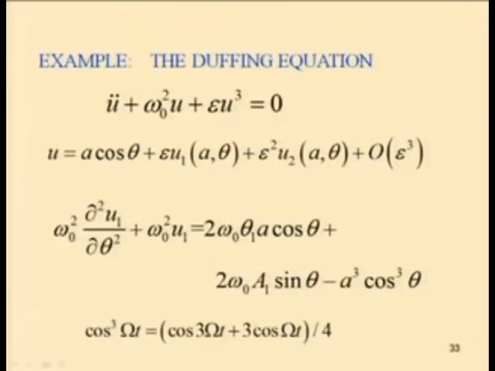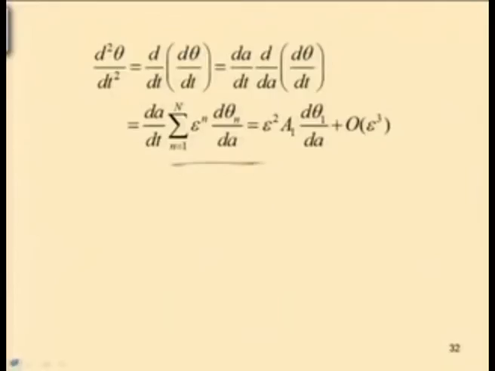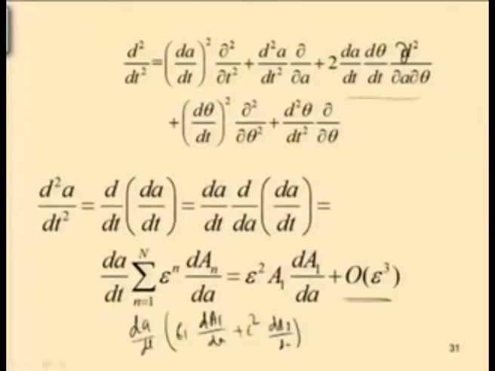Now, for this u double dot, that is d square u by dt square, one can write this as dA by dt whole square times del square u by del a square, plus d square a by dt square times del u by del a, plus 2 dA by dt times d theta by dt times del square u by del a del theta, plus d theta by dt whole square times del square u by del theta square, plus d square theta by dt square times del u by del theta.